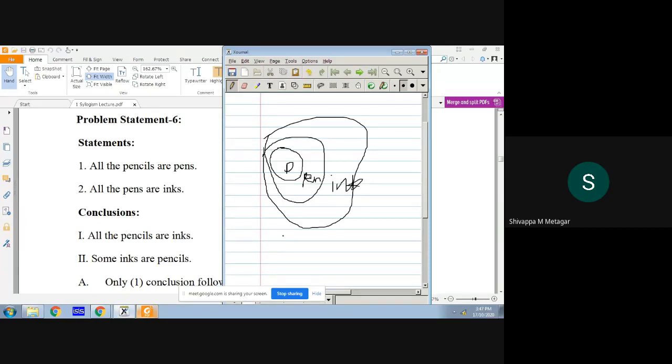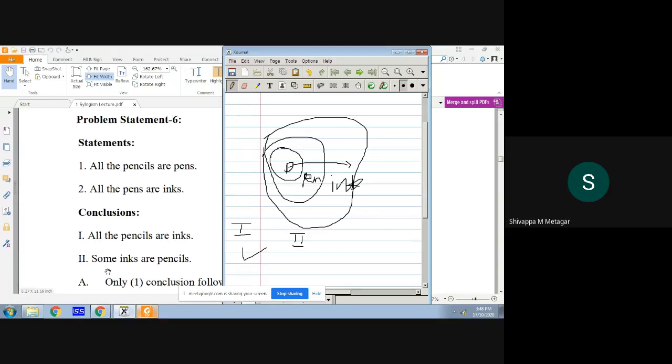Now, you can come to conclusions 1 and 2. Now, what is your conclusion? First conclusion is all the pencils are inks. Pencil is there inside the ink. Right, the first one is right. All the pencils are inks. Okay, pencil is there inside the ink. First conclusion, all the pencils are inks, is right.